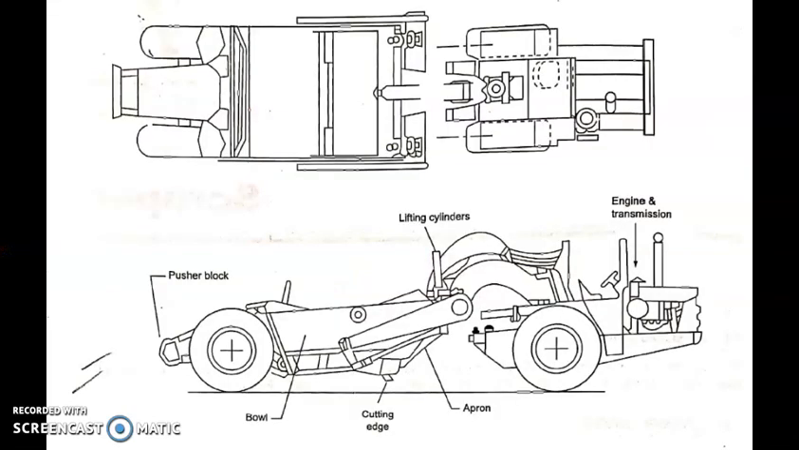So the first one is self-propelled scraper. The following are the main parts of scraper shown in this figure. The bowl holds the dirt. In some scrapers, the bowl is hinged and tips forward to roll the material out. In others, a tailgate, which is a valve in the rear bowl, is used to push the material out. This bowl is held in position by two lift cylinders. The cylinders are mounted on a frame.